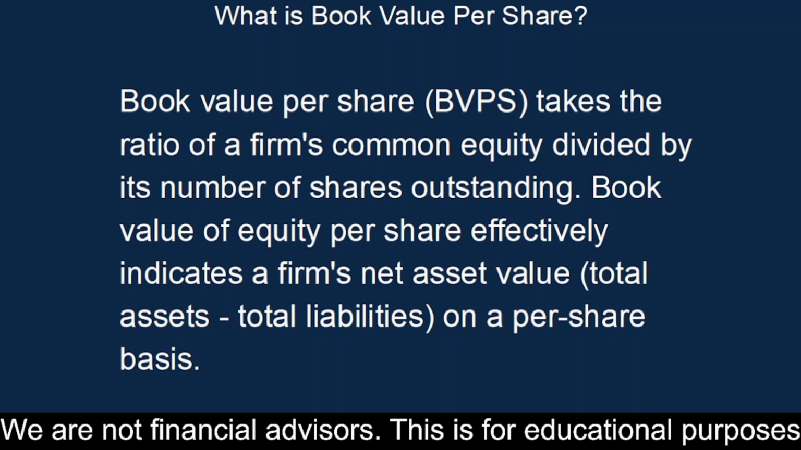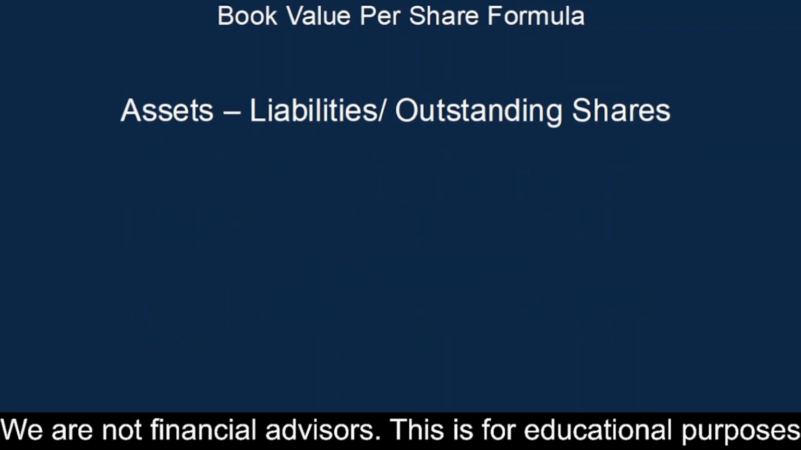So what is book value per share? Book value per share, or BVPS, takes the ratio of a firm's common equity divided by its number of shares outstanding. Book value of equity per share effectively indicates a firm's net asset value, so that would be total assets minus total liabilities on a per share basis.